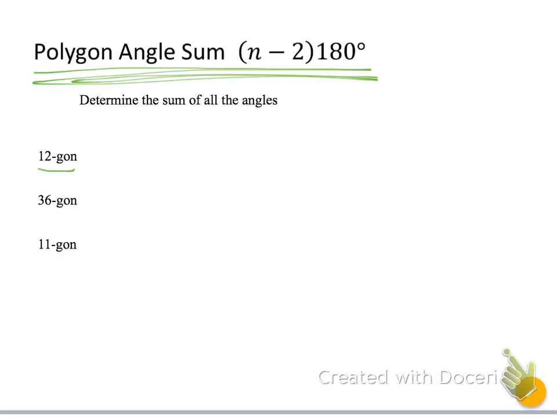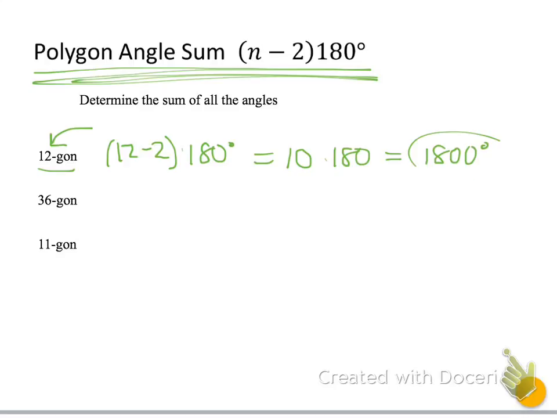My n is going to be the number that the gon is. So I'm going to do 12 minus 2 times 180 degrees. 12 minus 2 is 10, and then 10 times 180 should be 1800. So it should have that many degrees total out of all of those angles. There should be 12 angles in it, and it should be 1800 degrees.